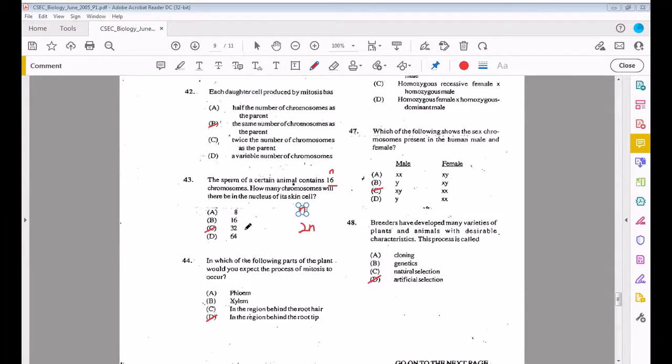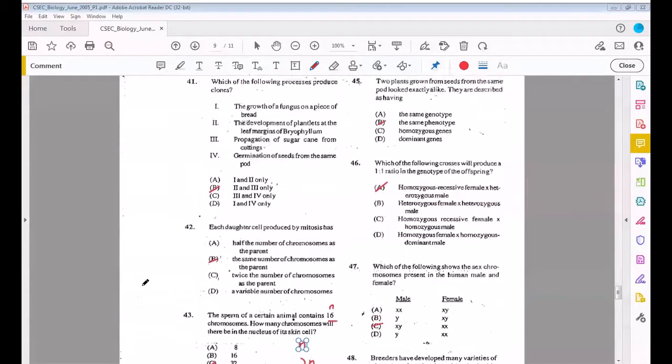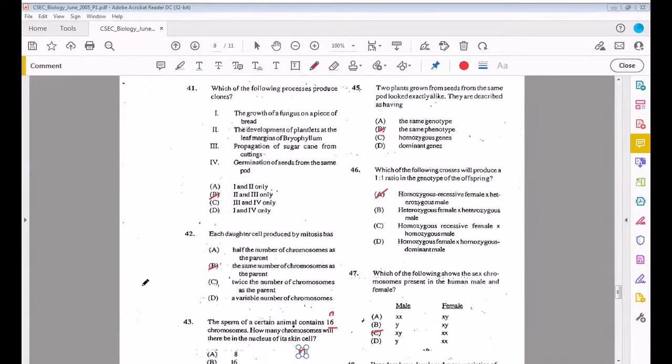So 44, in which of the following parts of the plant would you expect the process of mitosis to occur? The answer is D, the region behind the root tip. That is the meristematic layer there behind the root cap.